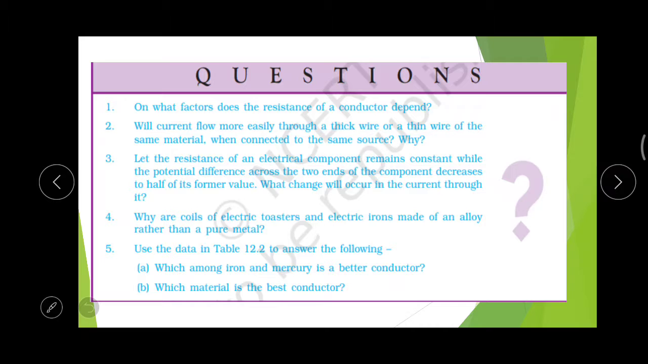Now the next question, why are coils of electric toasters and electric irons made of an alloy rather than a pure metal? For this question, we have discussed the answer in the beginning of today's session. The resistivity of the alloys will be more, and as well it will not get easily oxidized even at high temperatures. That means even at high temperature it will not burn. So that's why alloys are used in the case of electrical heaters.